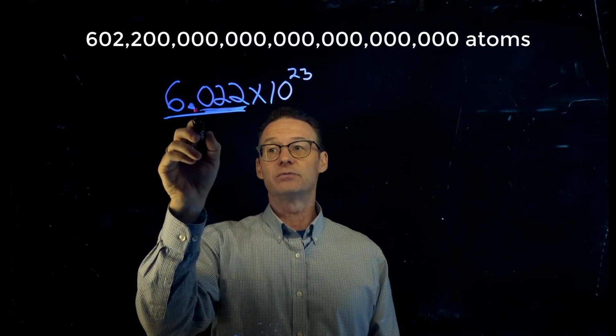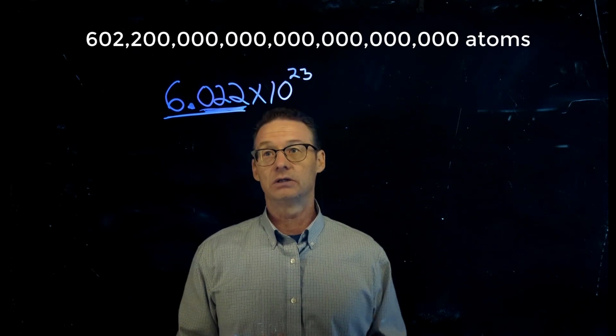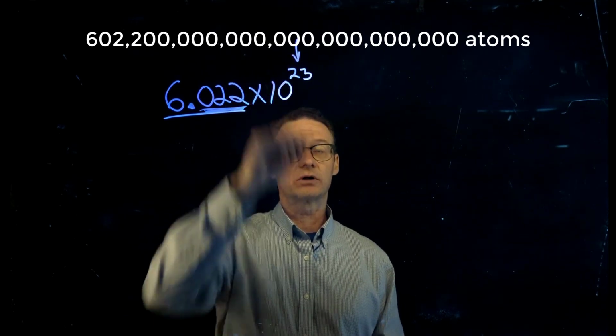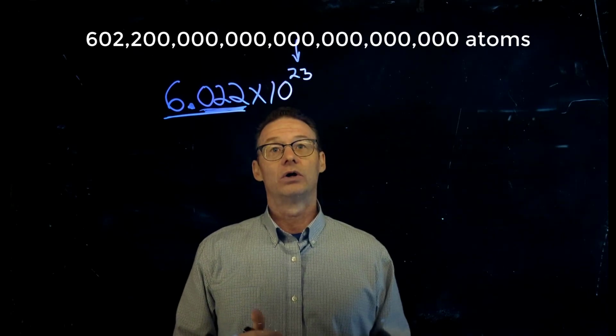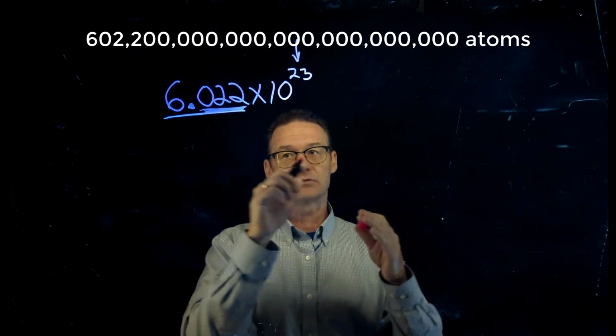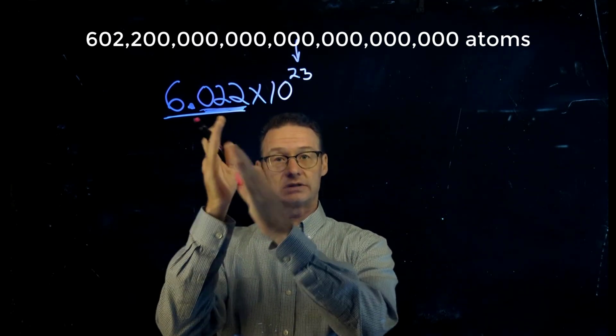Well, the difference between this number and the expanded or standard notation is that I had to move the decimal point 23 times. That's where this number comes from. So the power of 10, the exponent of 10, is how many times I moved the decimal point to get it from where it started in the regular notation to where it ends up in the scientific notation.